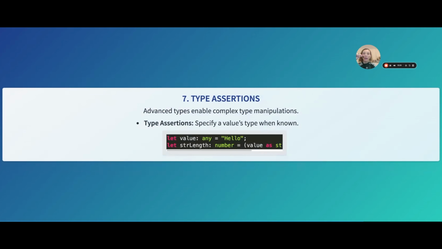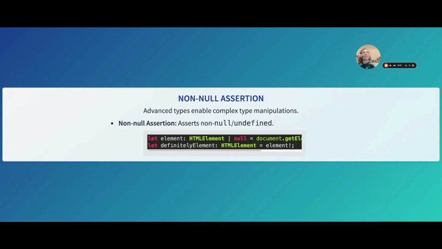Now we're going to talk about advanced types. Type assertions let you tell TypeScript, trust me, this is a string, when you know better than the compiler. Non-null assertions say this can't be null, like in this example with getElementById. These tools are handy, but use them very carefully and double-check to avoid mistakes.